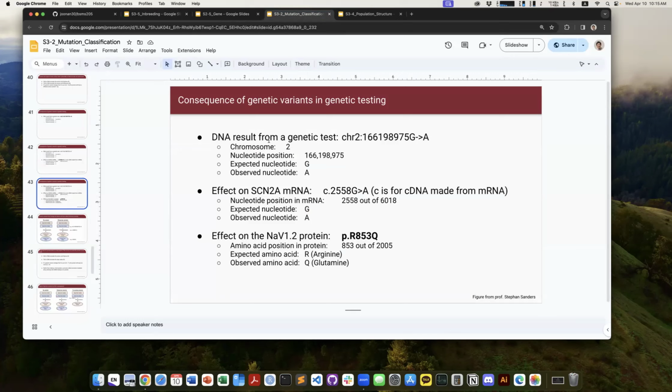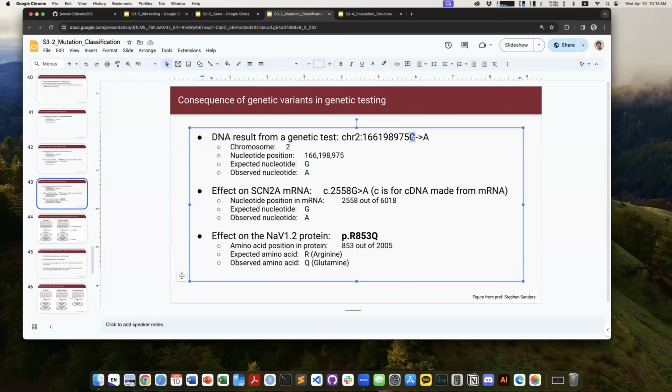One is the DNA position: chromosome 2, a certain position, and the G reference allele changed to the variant allele, which is A, right? So this is the way we can represent the genetic variants on the DNA sequence.